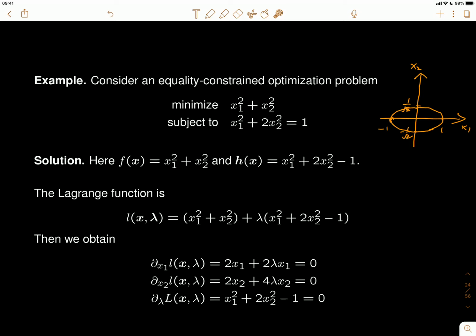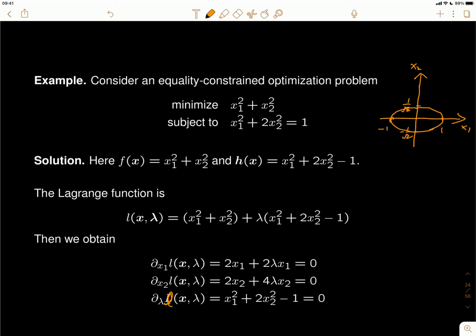But let's see how we actually get this using the Lagrange condition, or using the first order Lagrange theorem. So we have the minimization problem. Here, this is the f of x, where x has x1 and x2. And we have this h, so I can make this minus 1 to be h. I want this to be equal to 0. So it's minimizing f subject to h of x equals 0. So our Lagrange function apparently is just this f of x plus lambda times h, right? And then the Lagrange condition is the partial derivative of this with respect to x1, then with respect to x2, then with respect to lambda. Okay, sorry, it should be a little L here.